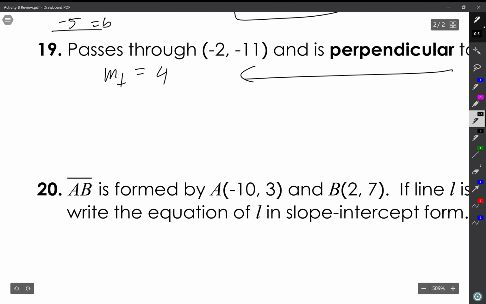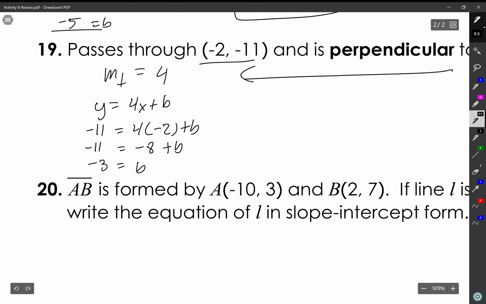So my equation so far is y equals 4x plus b. Alright, so I'm going to plug in my point (-2, -11) since my line passes through this. So -11 equals 4 times -2 plus b. So -11 is equal to -8 plus b. Adding 8 to both sides, we get -3 is equal to b. So my line that is perpendicular to that line given is y equals 4x minus 3.